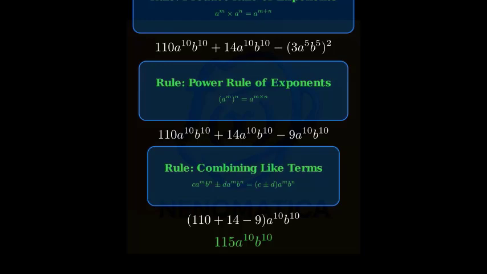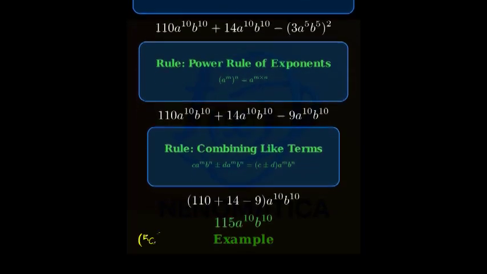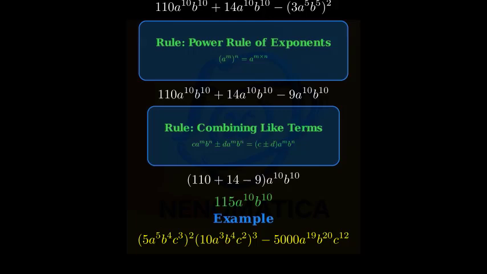Here we have the square of 5a to the 5th power b to the 4th power c to the 3rd power times the cube of 10a to the 3rd power b to the 4th power c squared minus 5,000 a to the 19th power b to the 20th power c to the 12th power. Let's simplify this step by step using the same rules of exponents we learned earlier. Let's start by applying the power rule to the first term.